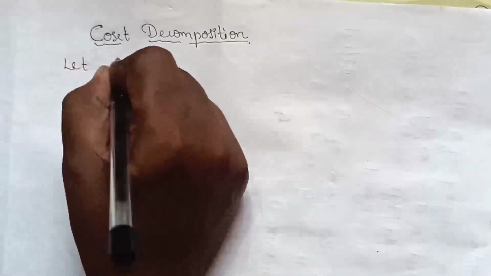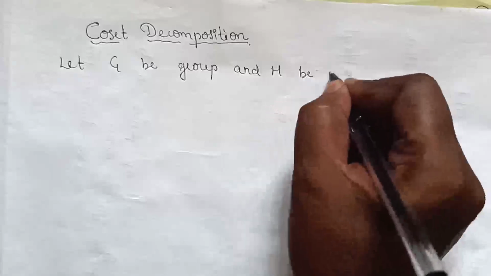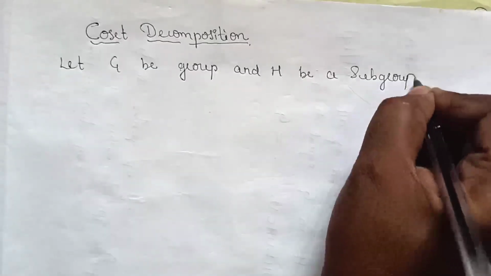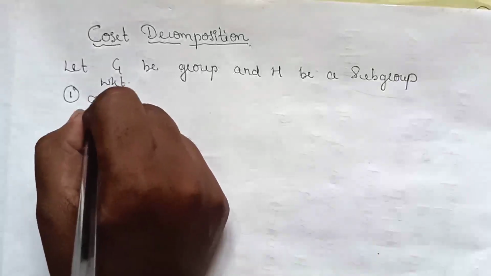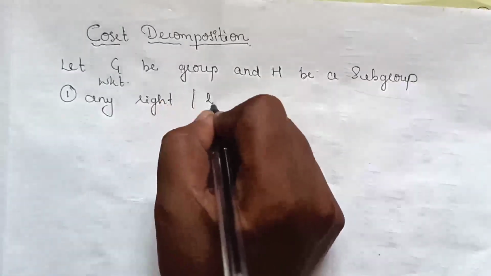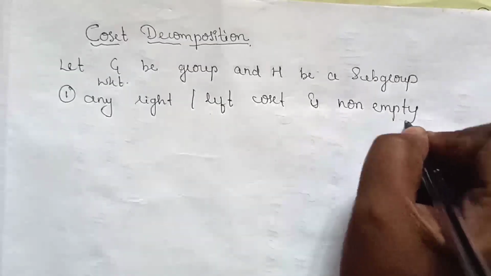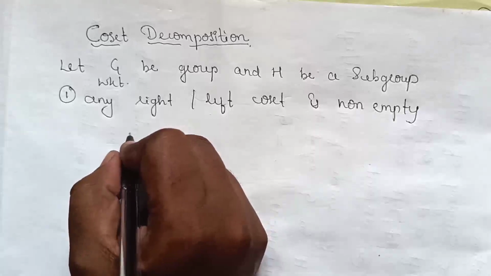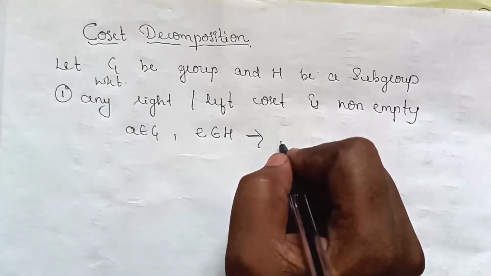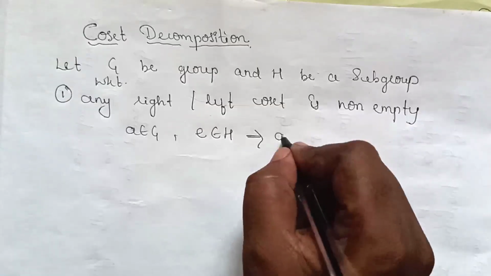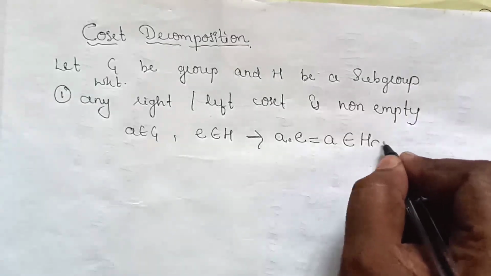Let G be a group and H be a subgroup. We know that any right coset or left coset is non-empty, because here we can observe that an element a belongs to G and e belongs to H. We can form at least one element in the coset, that is a into e equals a only, which belongs to the right coset or left coset.